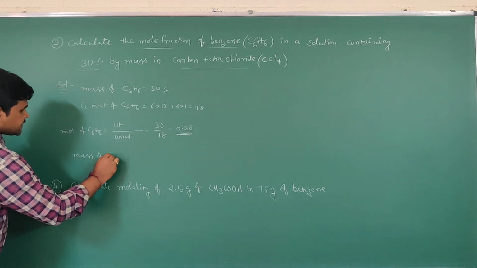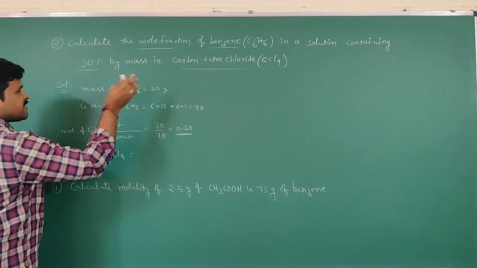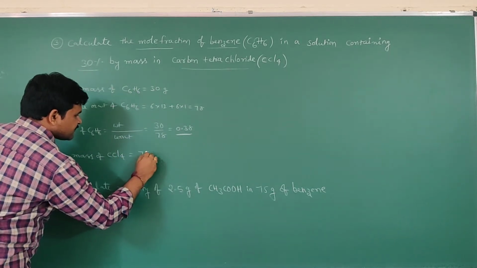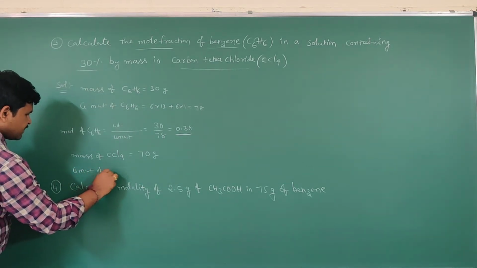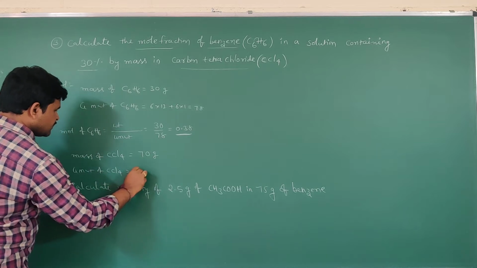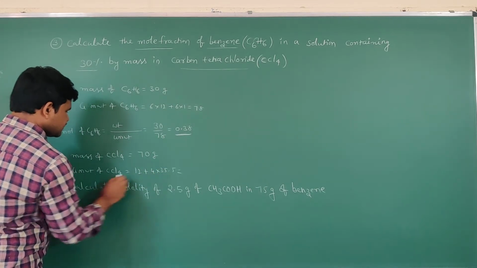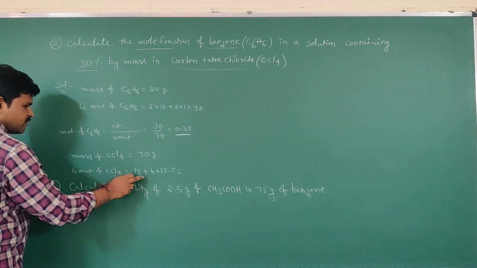Mass of CCl4 is equal to, this is 30%, remaining 70% is related to carbon tetrachloride. So CCl4 is equal to 70 grams. Gram molecular weight of CCl4 is equal to 12 plus 4 into 35.5. So what is the 12? 12 is the carbon atomic weight. How many chlorines? 4 chlorines.